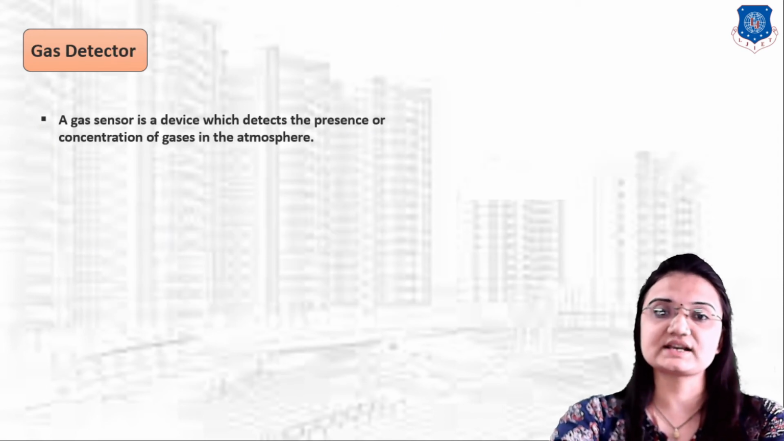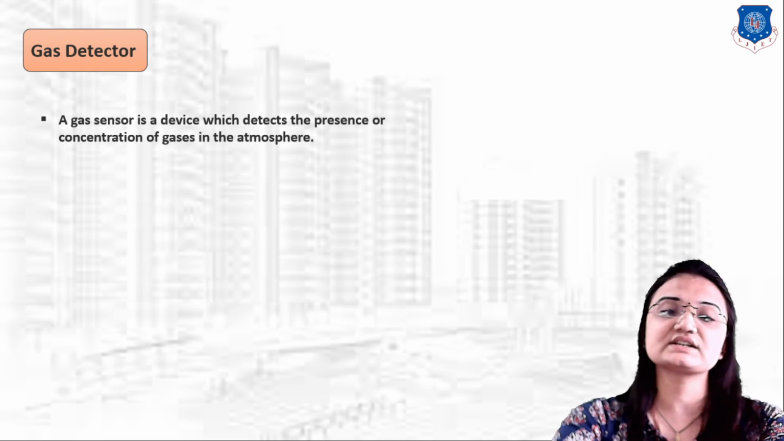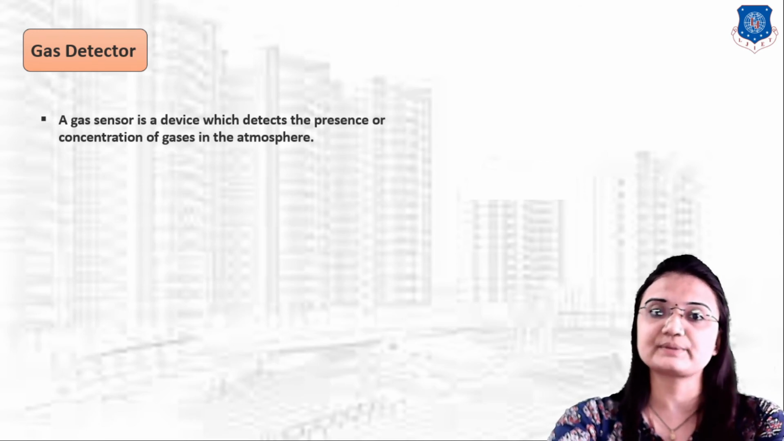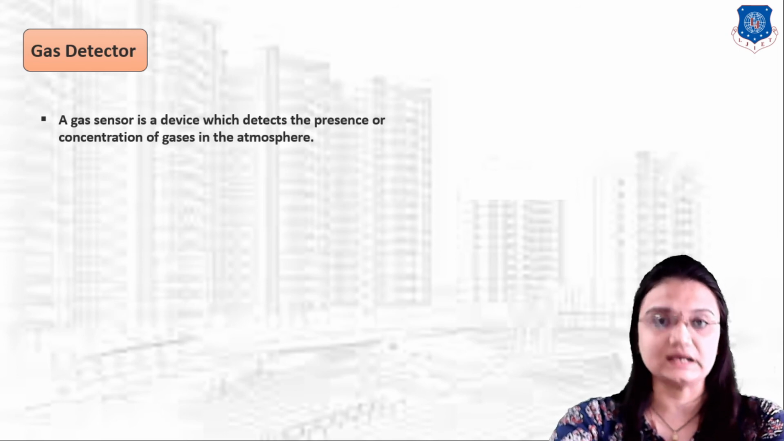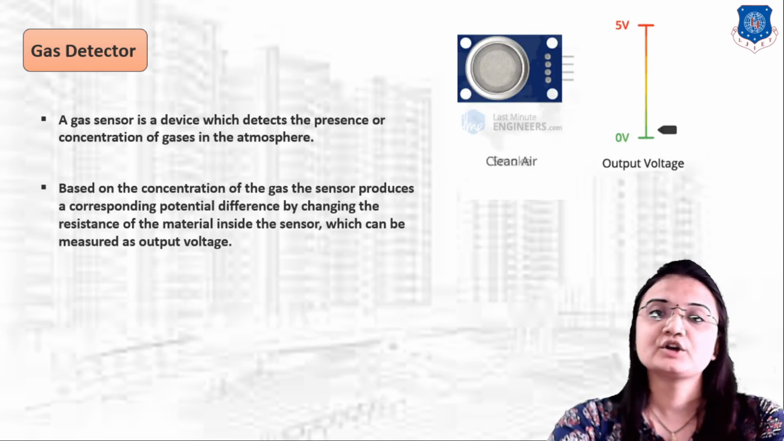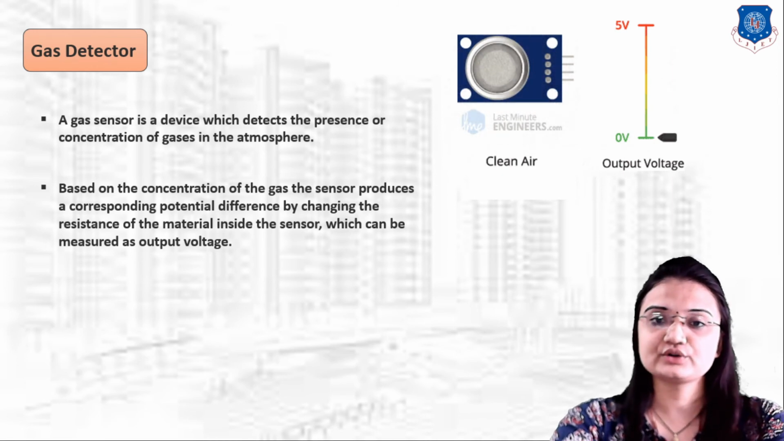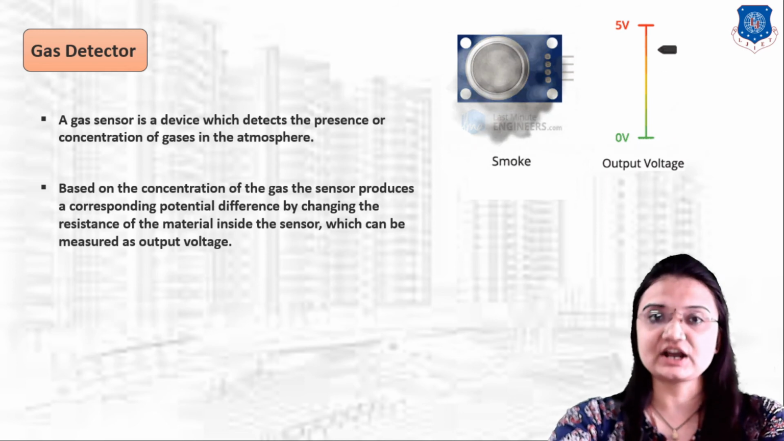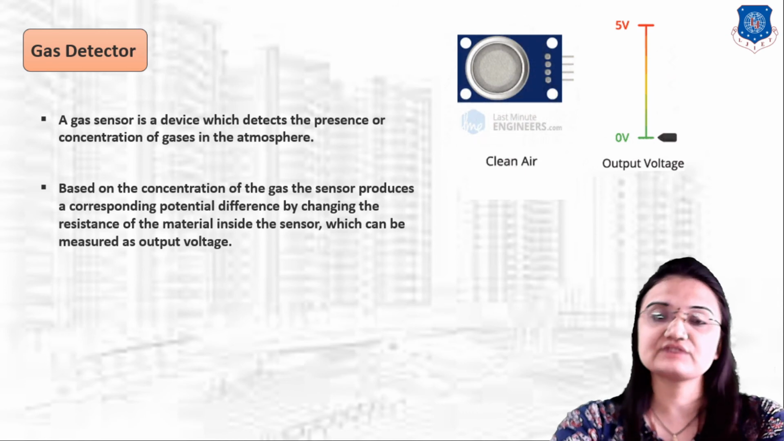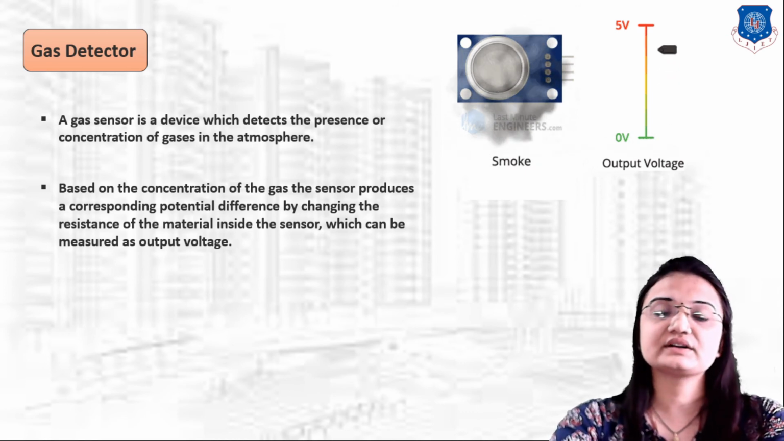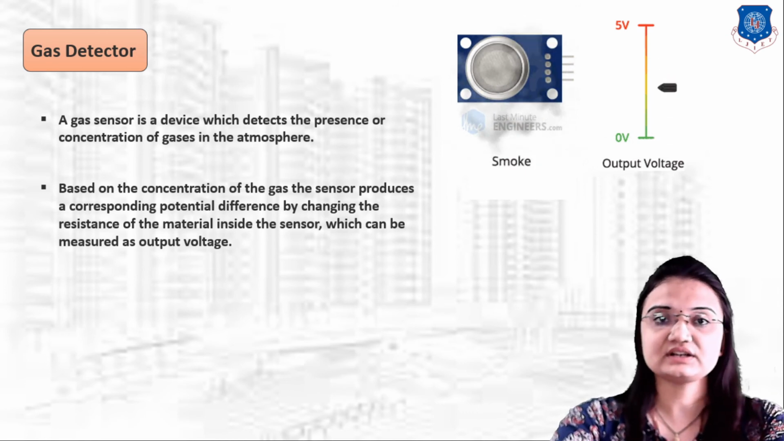Our next sensor is the gas detector. A gas detector is generally used to detect the presence of gases in the atmosphere. Its main application is to detect the presence of gas in the atmosphere. You can clearly see in this video how the gas sensor works. Whenever gas present in the atmosphere comes in contact with this sensor, the sensor gives us an output signal that there is gas present in the atmosphere.